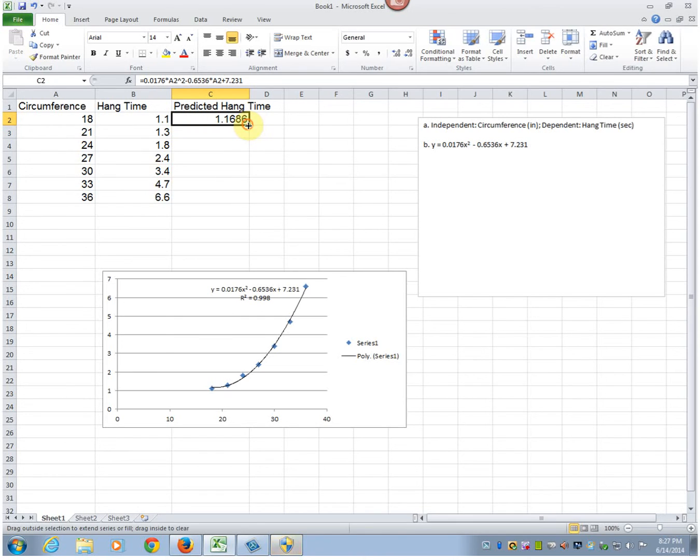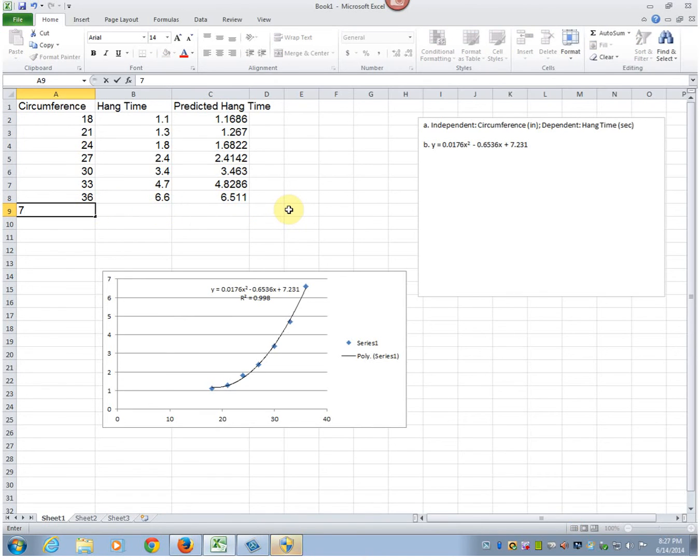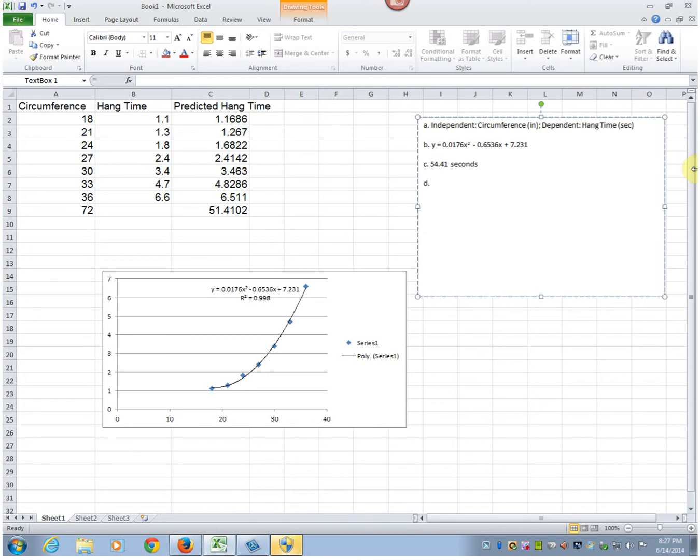So click and drag all the way down, and I want to know a circumference of 72 inches, so in my circumference column I'll type in 72 inches, and there we go, 54.41 seconds. And then finally I want to know what circumference would produce a hang time of 6 seconds.